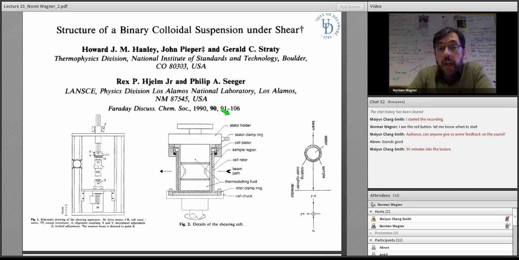In the United States, shortly after Peter Lindner's design, a very similar design was built by essentially Straty and Hanley at NIST, also developed by Rexhelm at Los Alamos. And the design is very similar. Okay, you have a rotating device. Now notice in all of these designs, you're essentially driving the flow with a motor, so you're setting a shear rate, generally a constant shear rate in these instruments, and you're not measuring the stress, so you need to do the rheology offline. Okay.